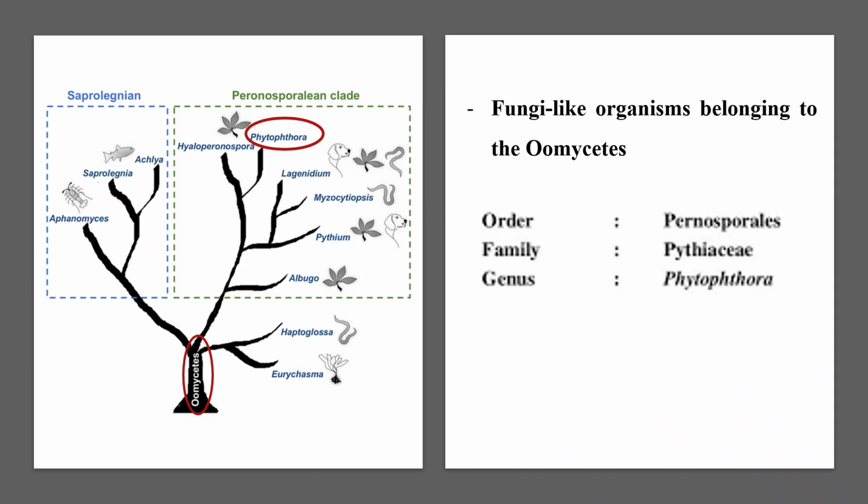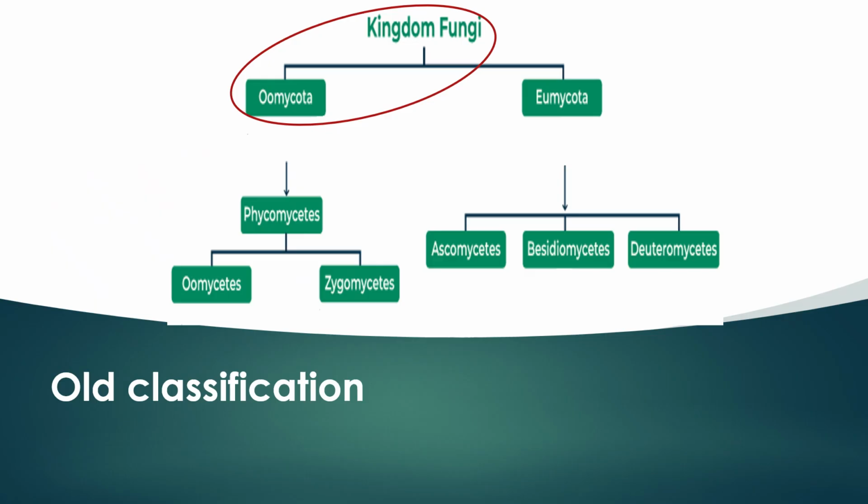Phytophthora are microorganisms that belong to the Oomycota division. As shown here in this tree, Oomycota, including the genus Phytophthora, were classified in the past as true fungi, and this classification was based on the similarities found between Oomycota and true fungi.